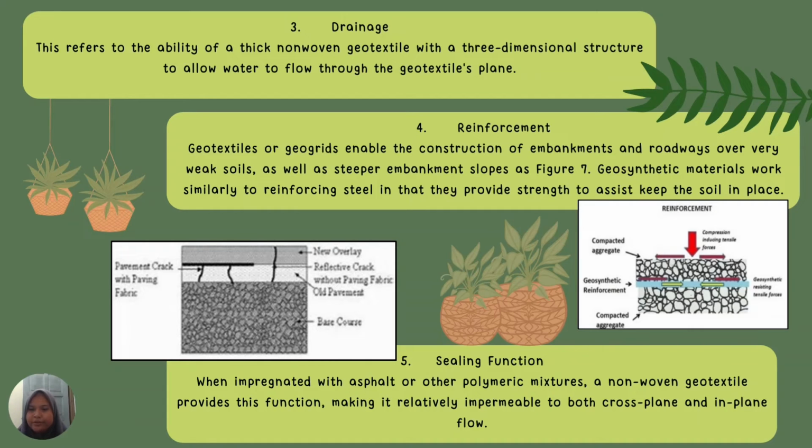Fourth is reinforcement, where geosynthetic enables the construction on weak soils. From the figure shown, this material will be applied in between compacted fine aggregate and compacted coarse aggregate. Reinforcing steel is used to reinforce concrete since it is weak in tension.